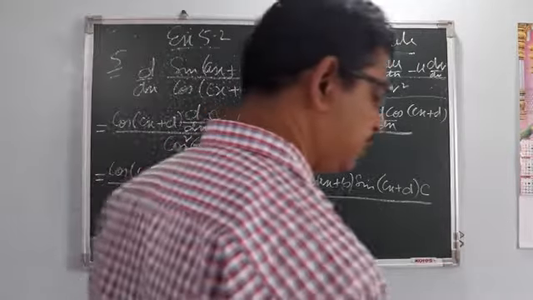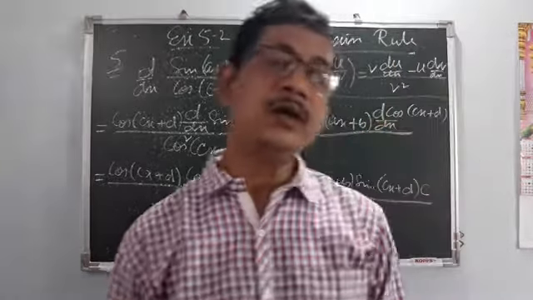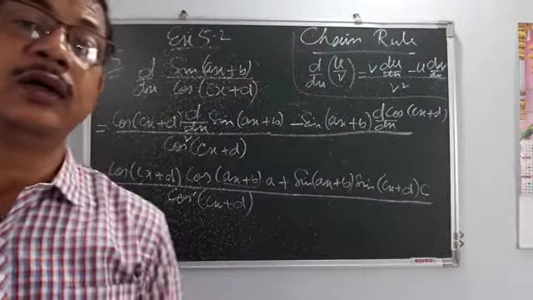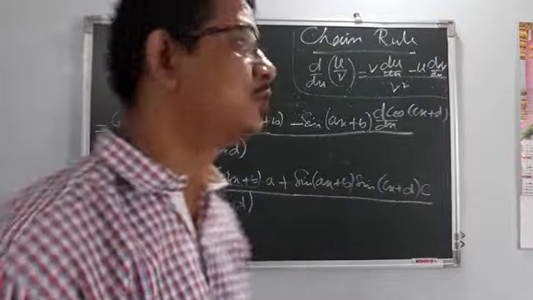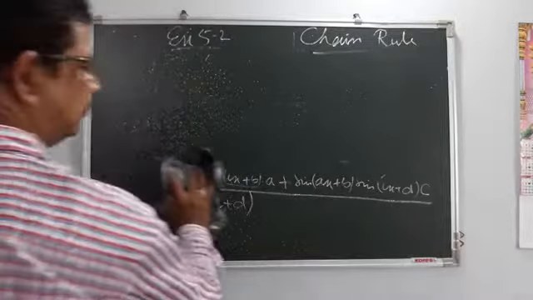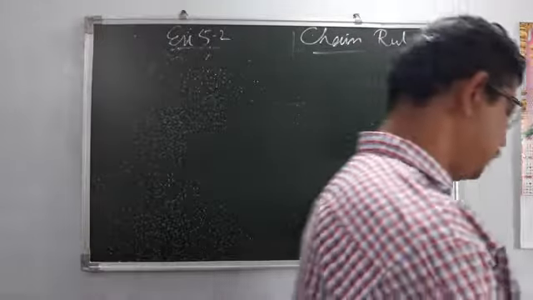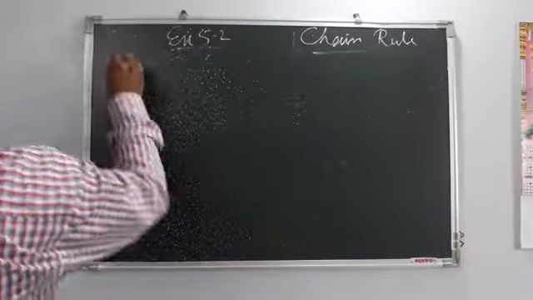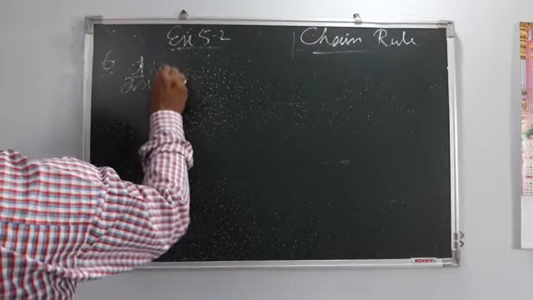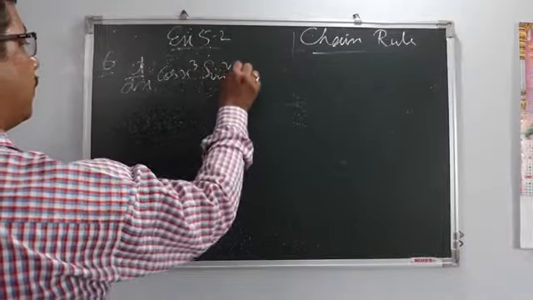After question number 5, let us do question number 6. As per the need of this question, we will use the chain rule. As many times as required, we will use it that many times. So now, question number 6. They have asked to find d/dx of cos x cube into sin square x to the power 5.